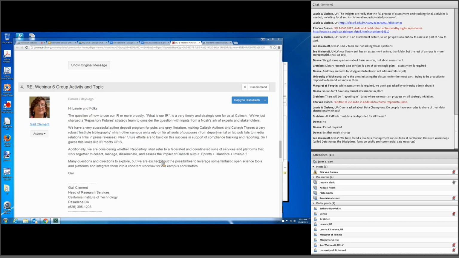Sue also mentions that the workshops themselves can be a recruitment point for data champions, those people that show up and show interest, whether they're grad students, undergraduate students, or faculty members.